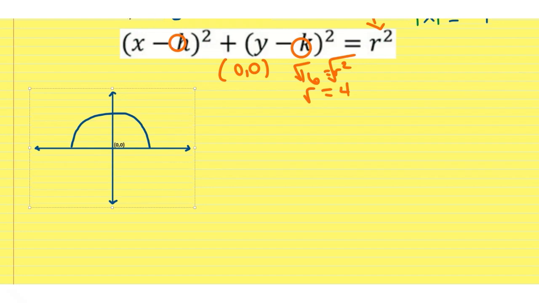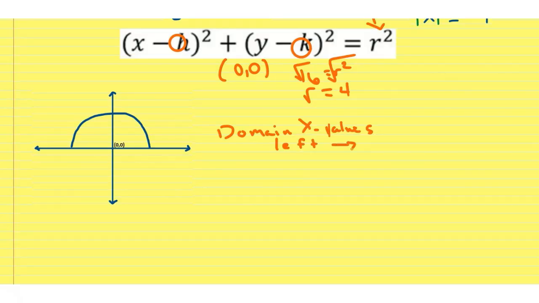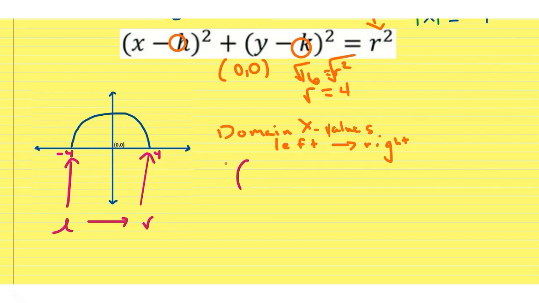Okay, so I can now figure out what the domain is. The domain has to do with the x values, which means from left to right, because the x-axis goes from left to right. So where does the graph exist? Where does the function exist from left to right? Well, it starts right here, which of course we said was negative 4, on the left side. And then it goes to the right side, where it ends right here, which is a positive 4. So the domain goes from negative 4 to a positive 4.